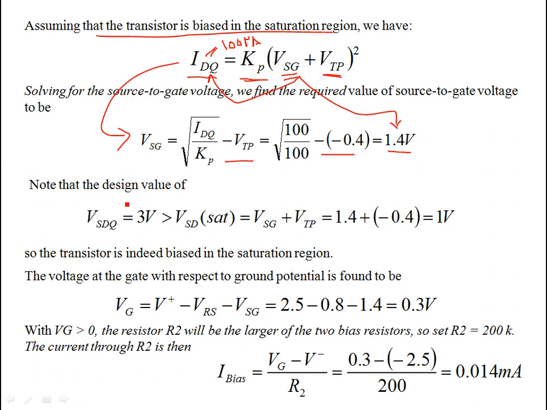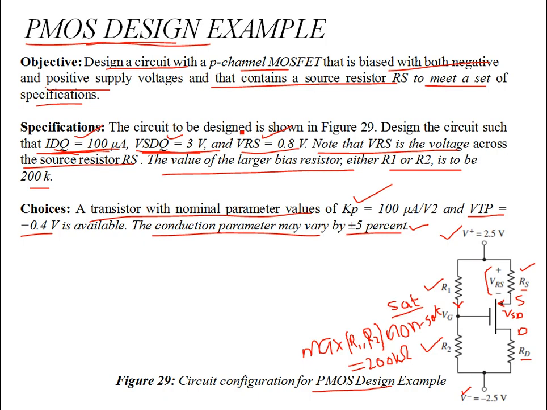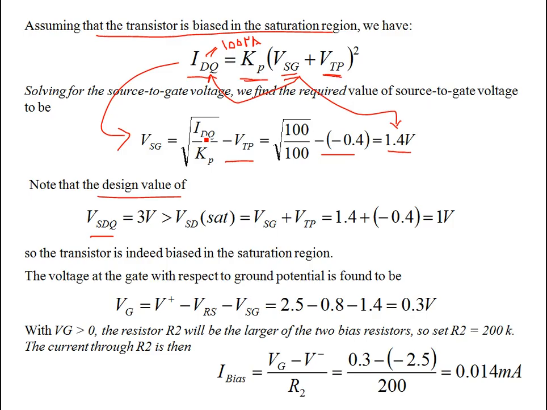Now the other thing to note: we assumed that the transistor is in the saturation region. If this assumption is correct, you need to check that VSDQ, which is given as 3 volts over here, is greater than VSD sat. If it is so, then yes, the equation of current is correct. If not, then you have to revert back.